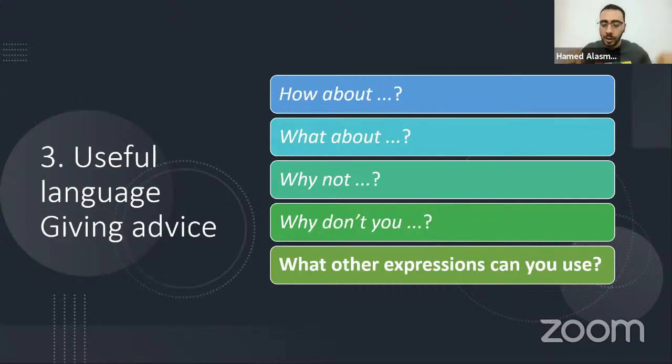Now, in the chat box, try to think a little bit. I just need one more expression from everyone if you can. What other expressions can we use to give advice? So if you have any ideas, write in the chat box. You have 1 minute. Let's go.